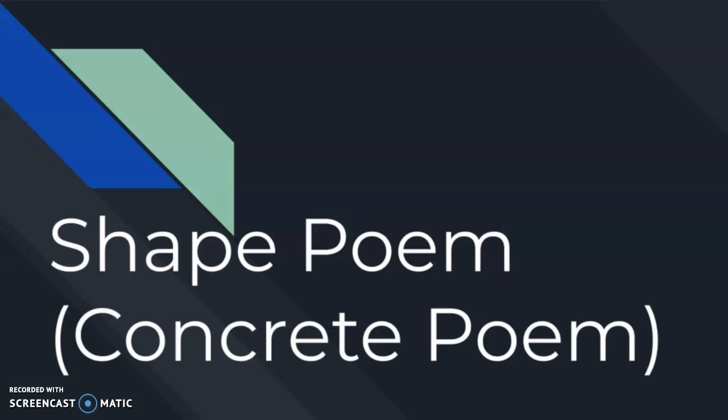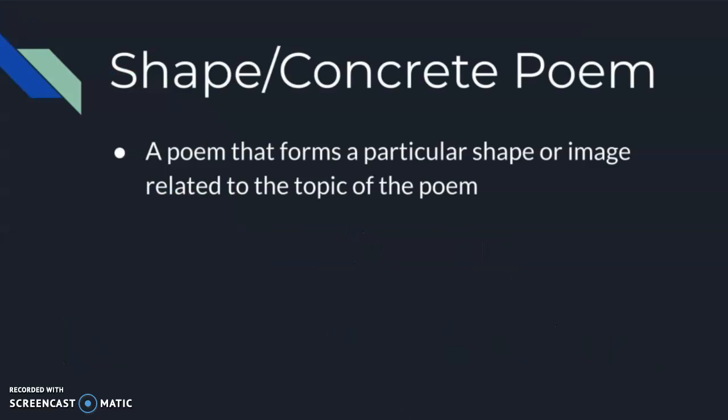Okay, shape poems, also called concrete poems or image poems. Very simply, they're just a poem that forms a particular shape or image related to the topic of the poem. So some of the examples in your poetry packet is, I think one is called a volcano, and the words are kind of in the shape of a volcano, like kind of pyramid or mountain looking shape. Sometimes it doesn't have to be the shape of an object per se. It can just be like all the words kind of in like a swirl or some sort of interesting image.